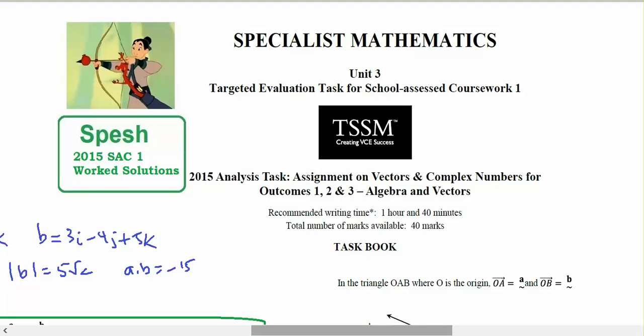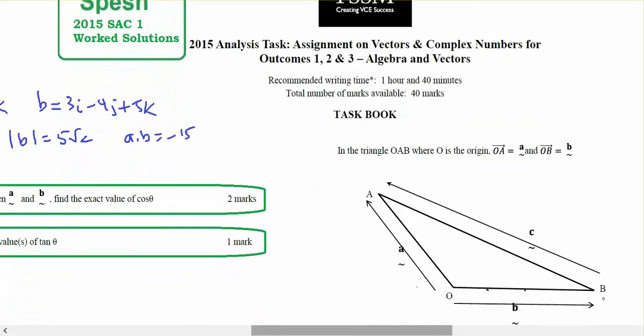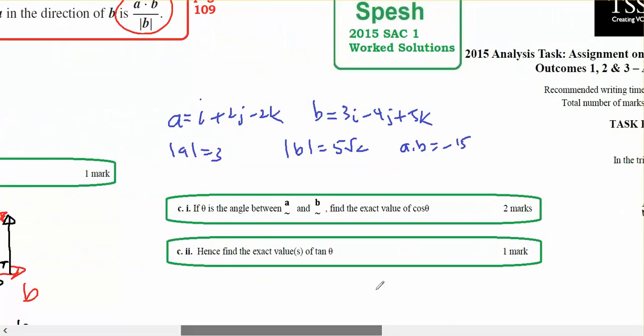This is for Year 12 Specialists. It's the 2015 SAC 1 Work Solutions Continued. So we're up to 1C. In 1C, I've got to find the angle between A and B, find the exact angle.